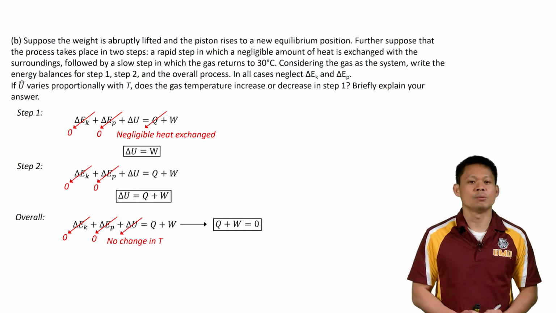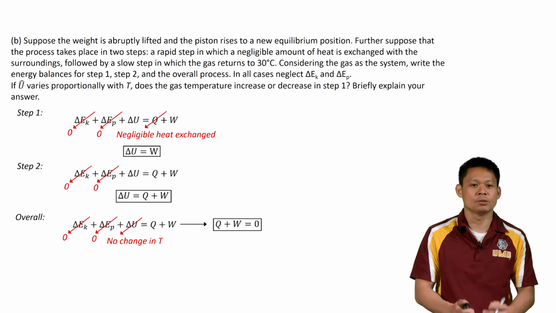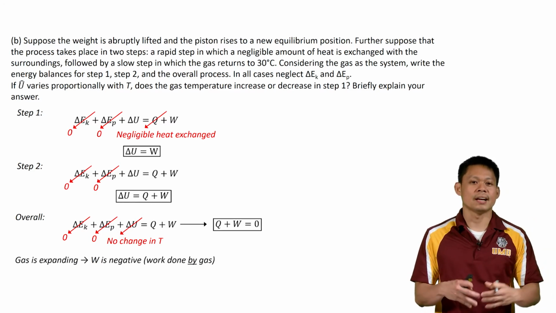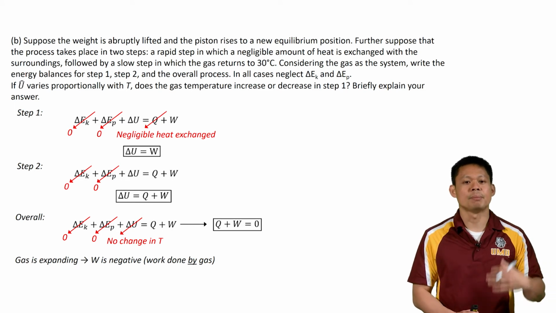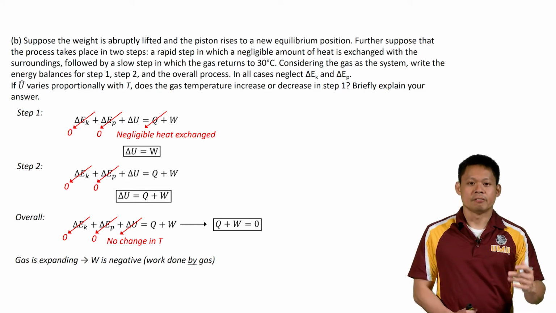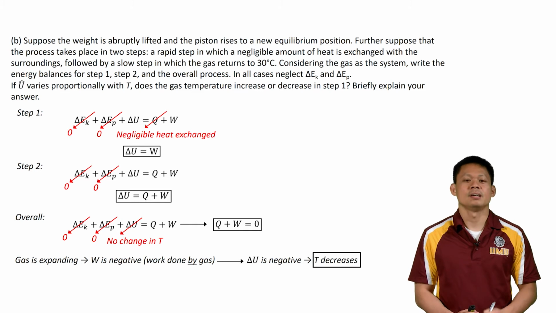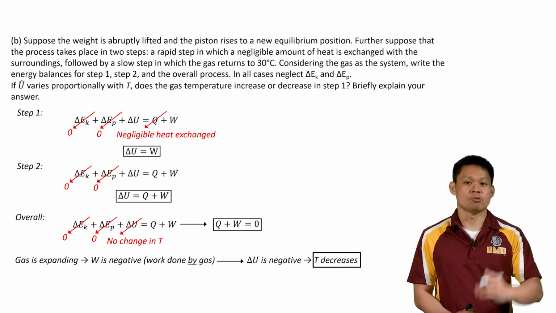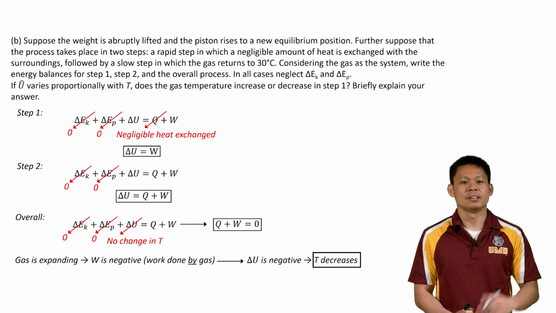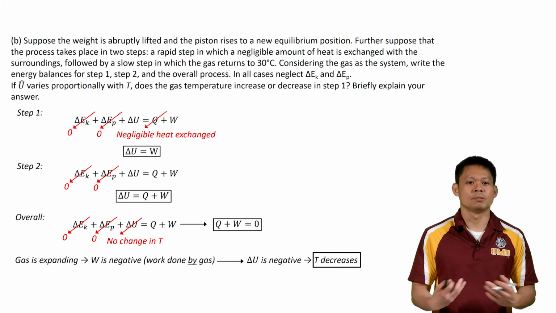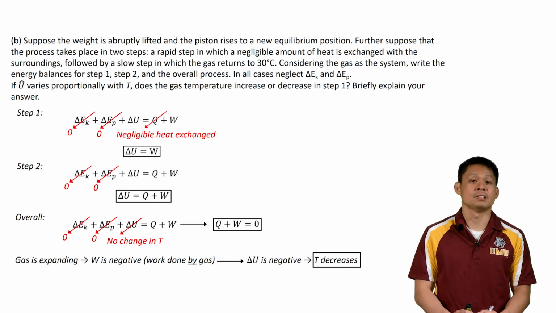So we're going to start with our energy balance in step 1. We see that delta U equals W. But we know that here, because we removed the weight, the gas is expanding. So work that is done by the gas, by convention, work done by the gas is negative. That means our W is negative, which means our delta U is negative, which means the internal energy is actually dropping. For internal energy to drop, that means our temperature is actually decreasing. So that's how you would rationalize what's going on with the temperature based on our energy balance.